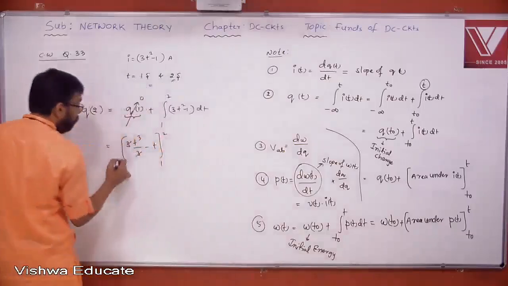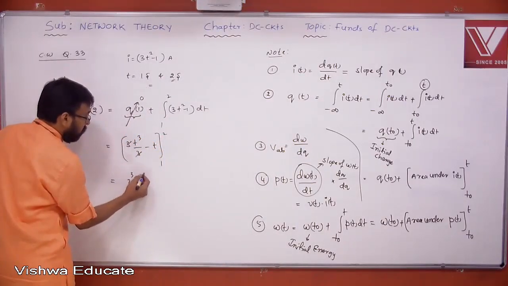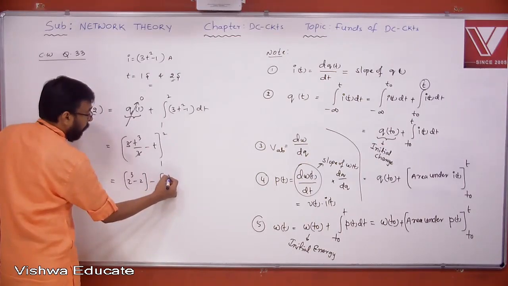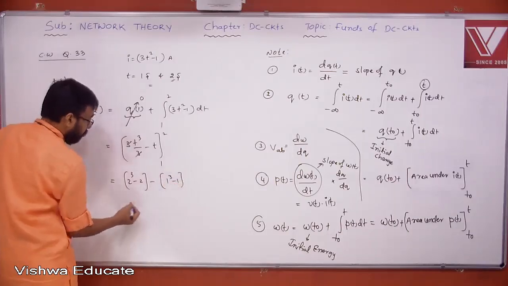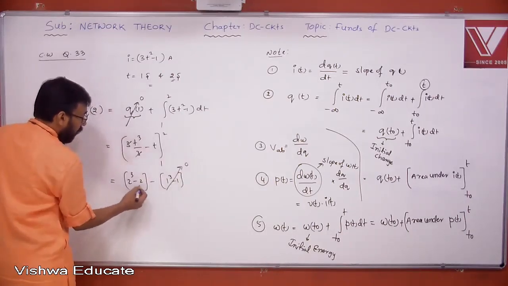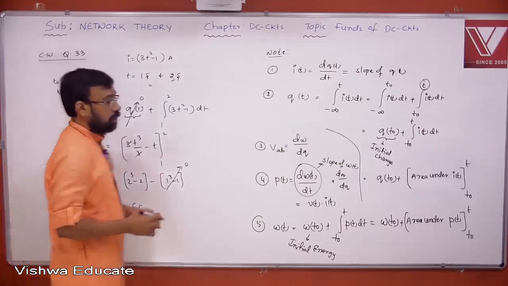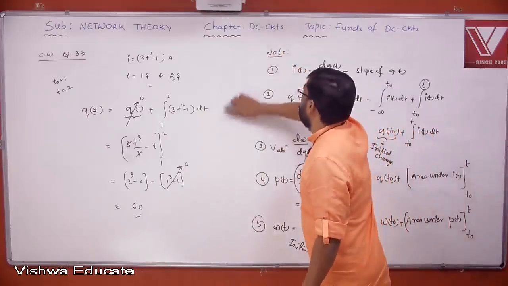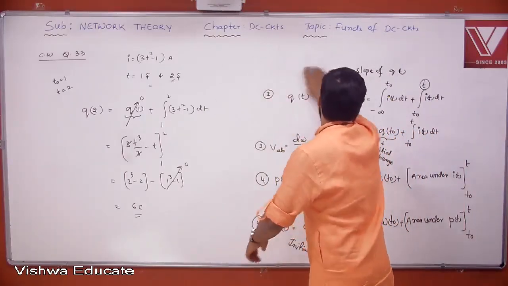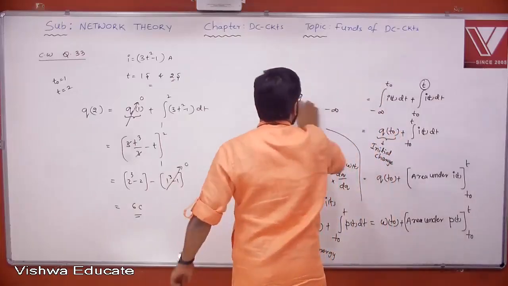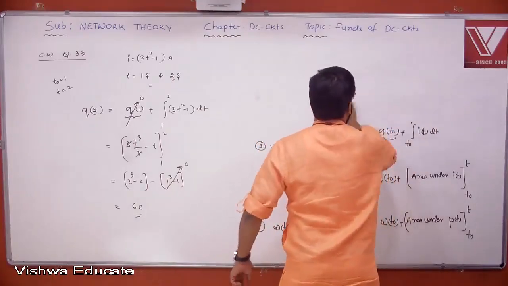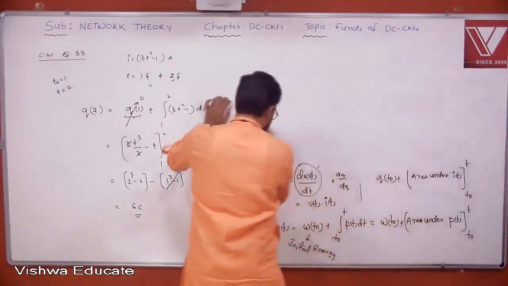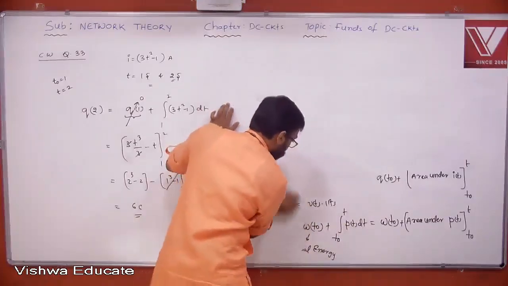2 cube minus 2, minus 1 cube minus 1. This is 0. 8 minus 2, 6 coulomb. Note down that. I think you understood that problem, all of you.